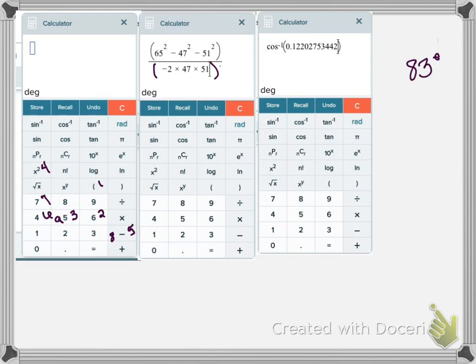So I think I didn't square the 47. So be sure that you do square the 47, and also be sure that you square the 51. So just make sure those keystrokes are accurate. I've got too many numbers on there now.